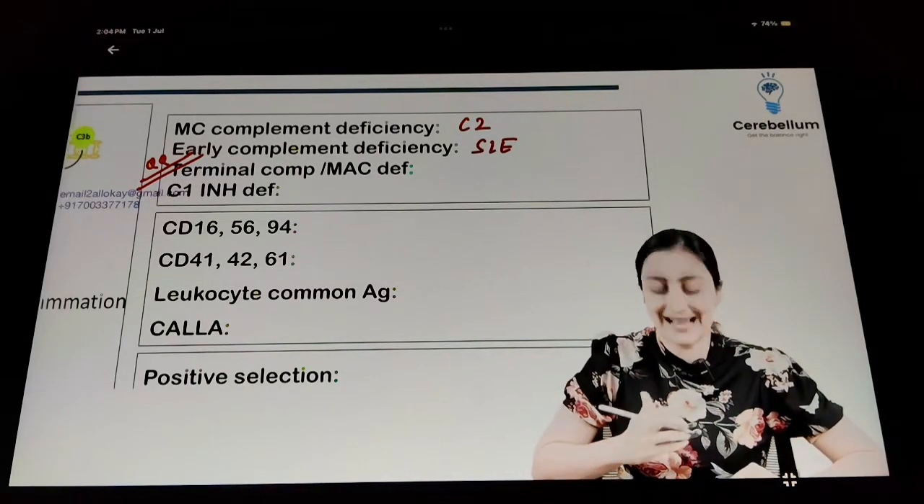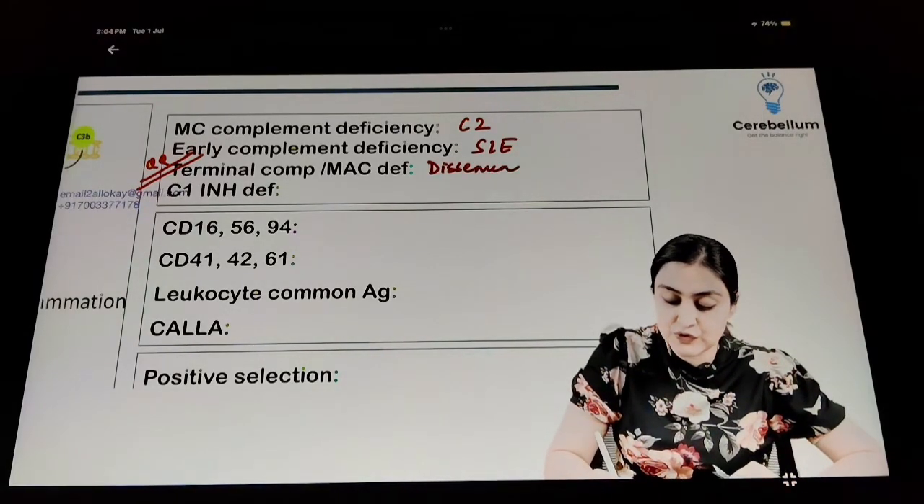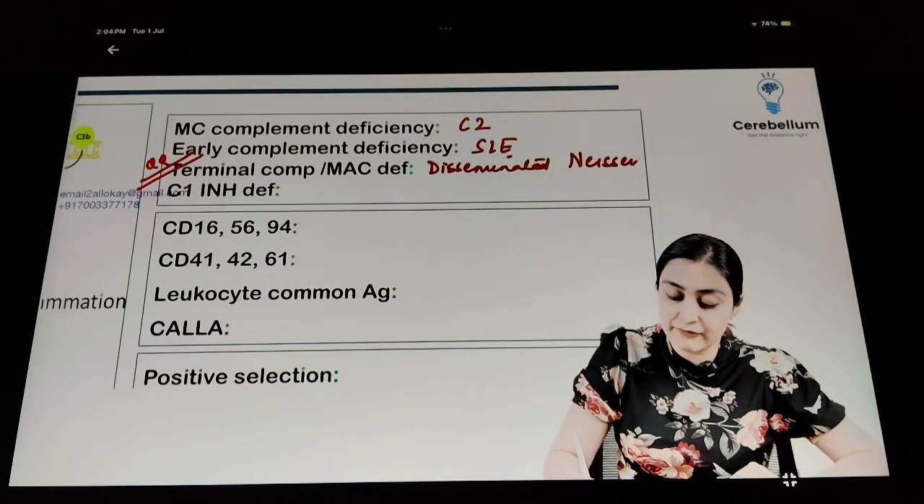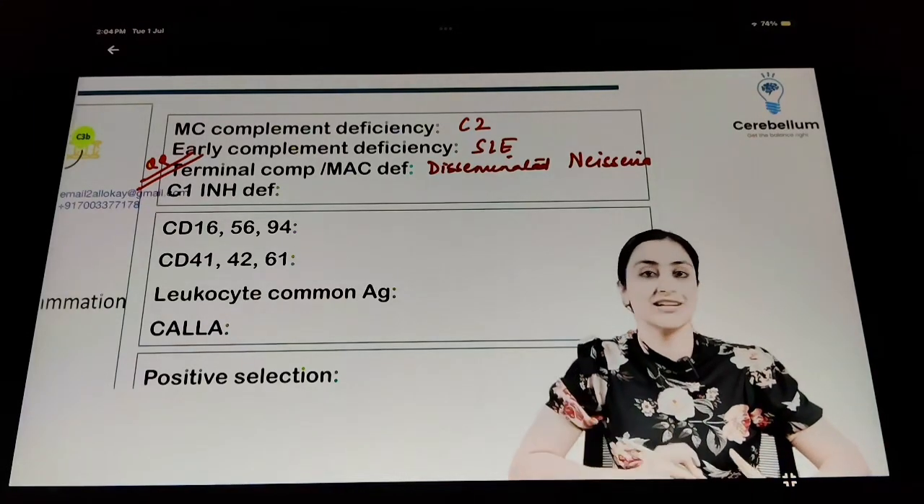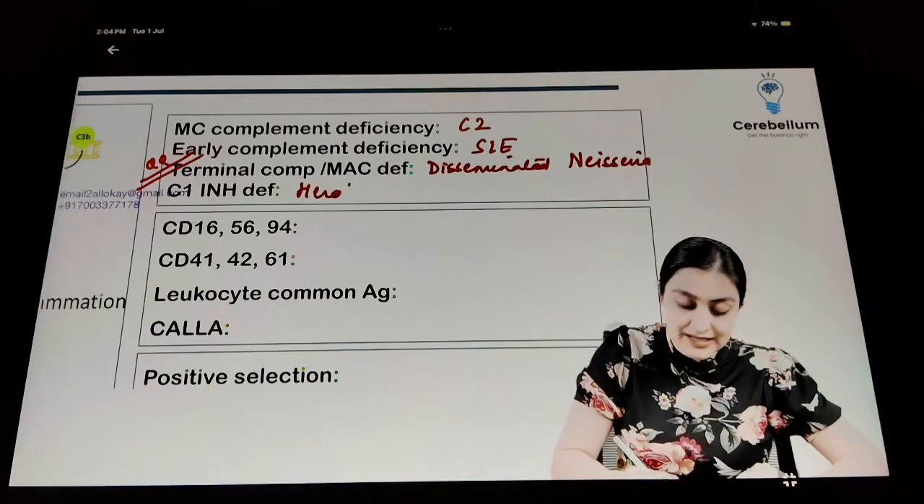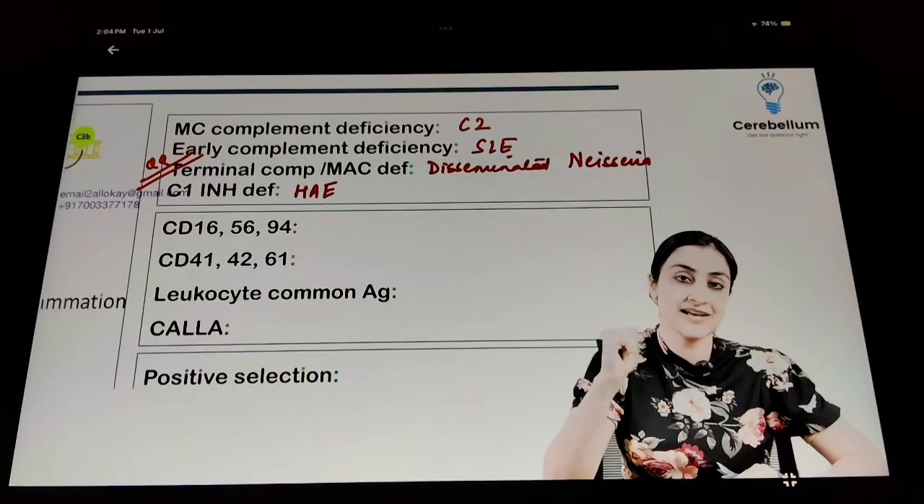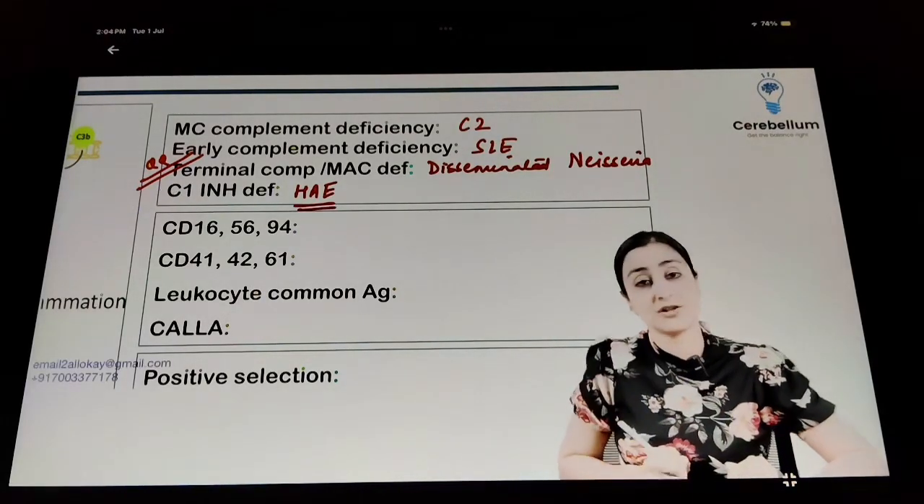So terminal complement or MAC deficiency, membrane attack complex deficiency, is what leads to disseminated Neisseria infection. So this is where you have a lot of Neisseria infection. You can have meningitis, you can have Waterhouse-Friderichsen syndrome. I'm going to teach you all of this in micro. Okay, and then very important, C1 inhibitor deficiency results in a disorder called hereditary angioedema. So in hereditary angioedema, you're going to have swelling of the lips, you're going to have laryngeal edema, you can have laryngospasm, and asphyxia as well, which can result in severe cases. So this is hereditary angioedema.